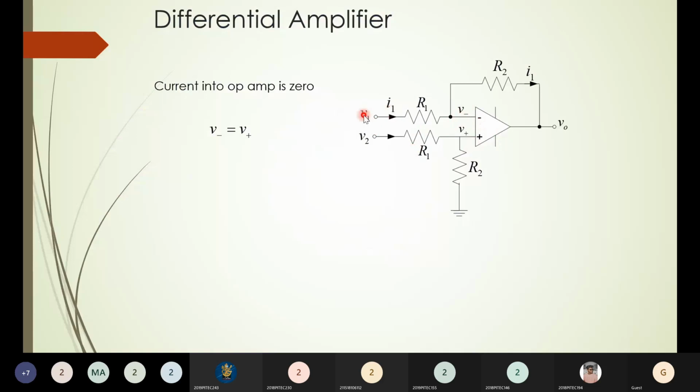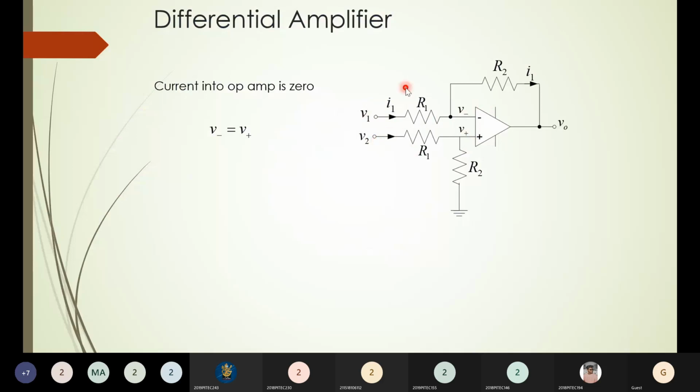Suppose both V1 and V2 are applied to the inverting terminal of the op amp itself, then it will act as an inverting adder. If both V1 and V2 are applied to the non-inverting terminal of the op amp, then it will act as a non-inverting adder. Since both are applied at different terminals of the op-amp, this will act as a differential amplifier, or with further simplification, this can be made as a subtractor also.